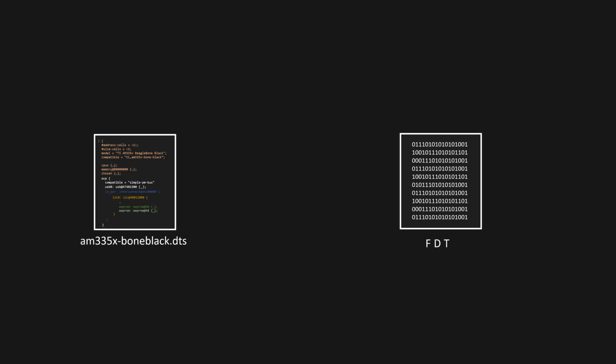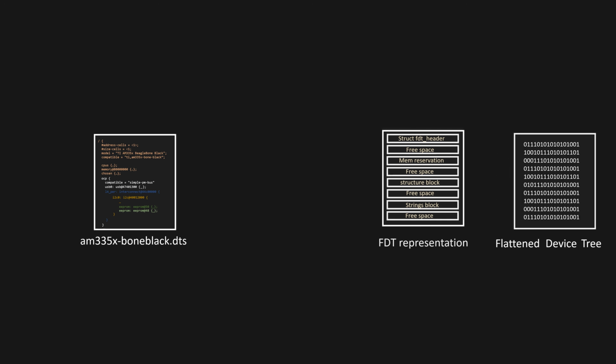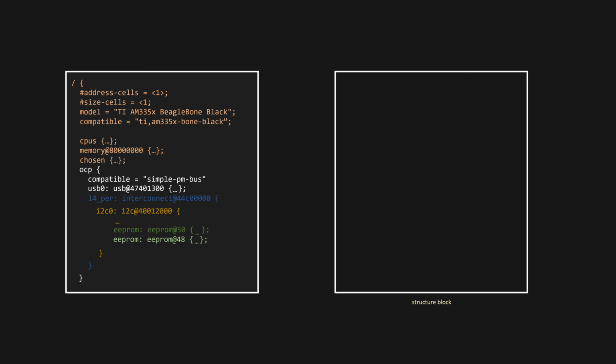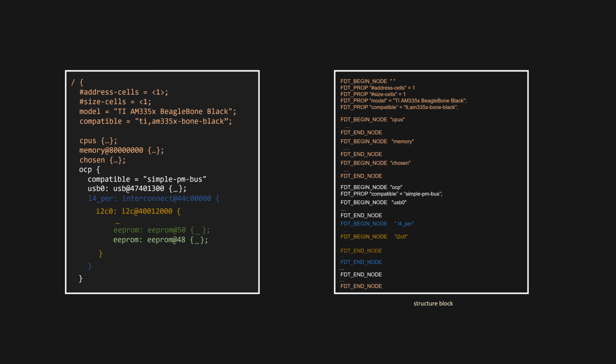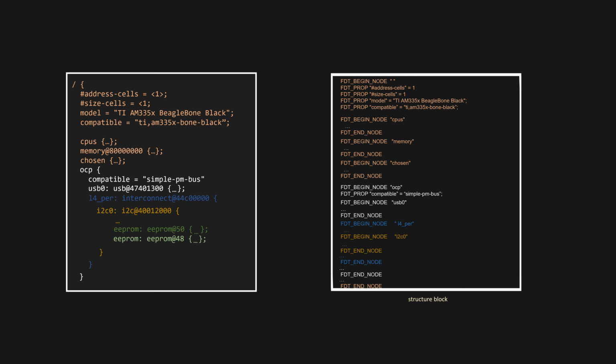Sometimes it is also called the FDT, which stands for Flattened Device Tree. The FDT contains multiple sections. The most important ones are the structure block and the strings block. If we compare the DTS with this structure block representation, we can see that the FDT is a monolithic flat representation. This is why it is called a flattened device tree.